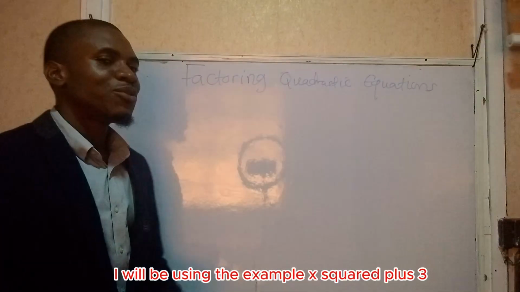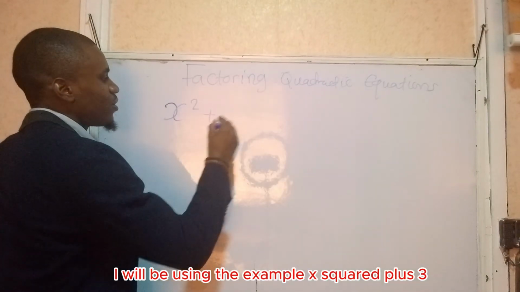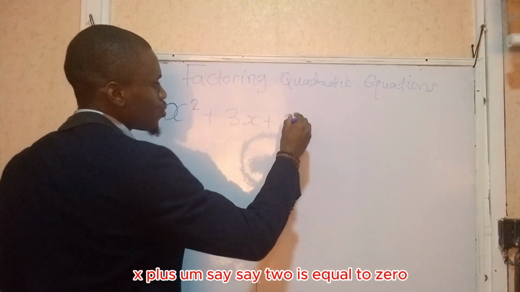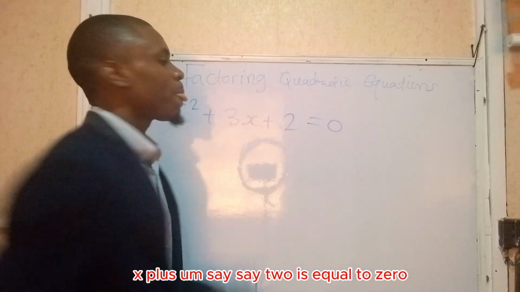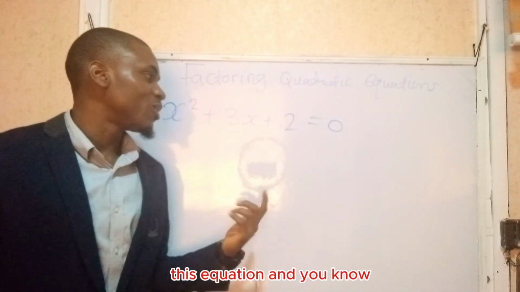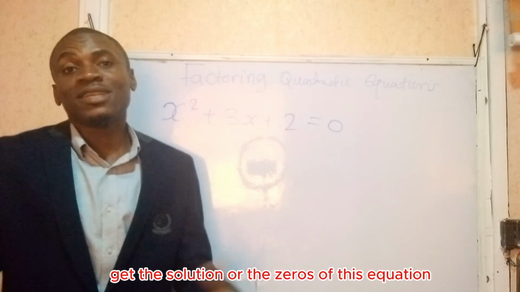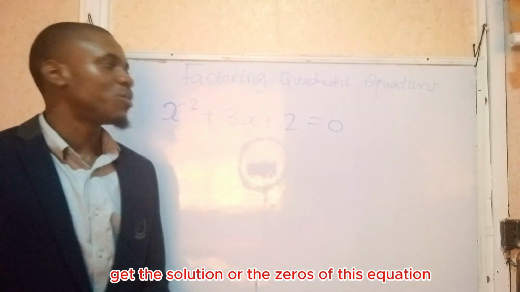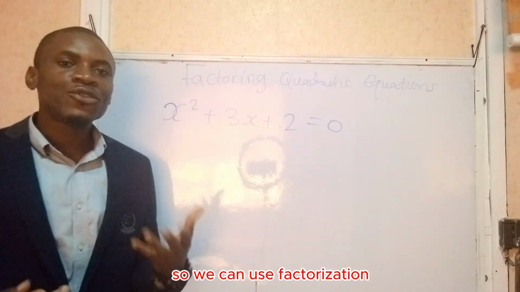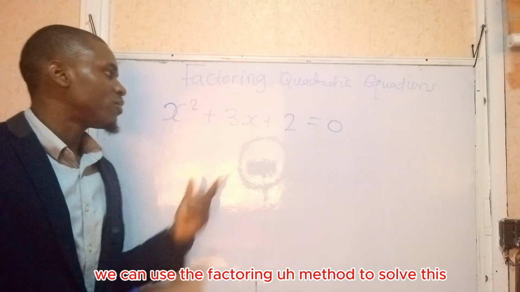To do that, I will be using the example x squared plus 3x plus 2 is equal to 0. So this is a quadratic equation, and we want to factor this equation and consequently get the solution or the zeros of this equation. This particular one can be factored, so we can use the factoring method to solve this.